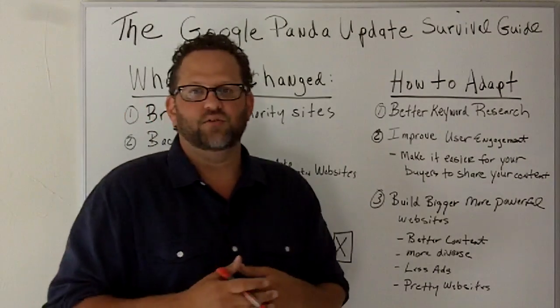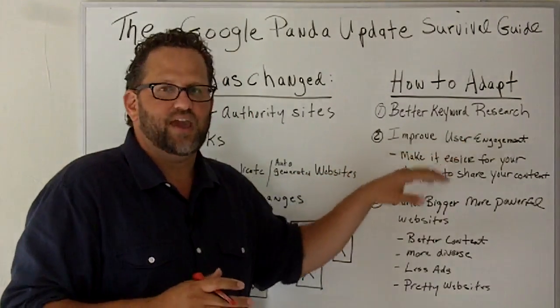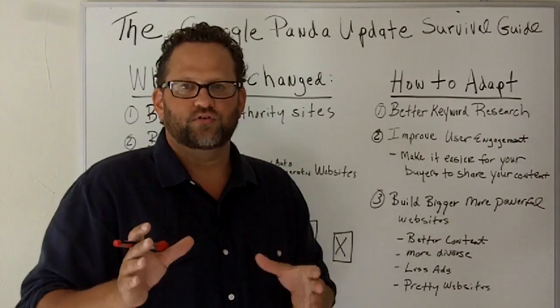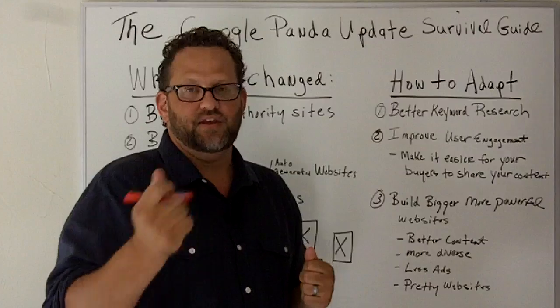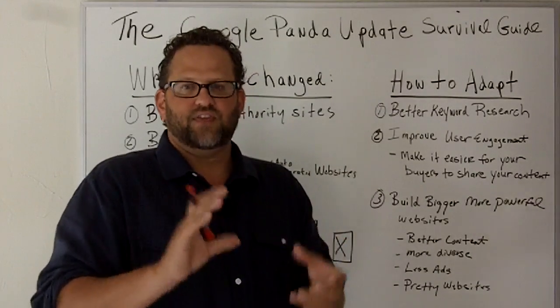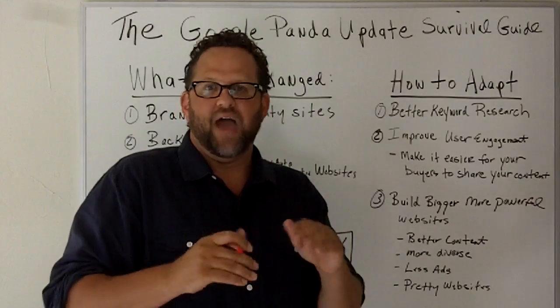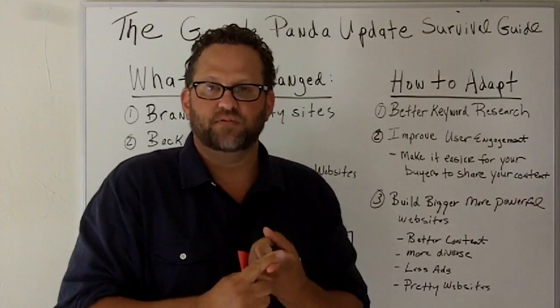And this is how you'll need to adapt to this: you're going to need to improve your user engagement, meaning how your users interact with your website. And there's a couple of different criteria that you need to pay attention to here. First, Google is really looking at the metrics as far as how people interact on your website. How long are they staying on your website?